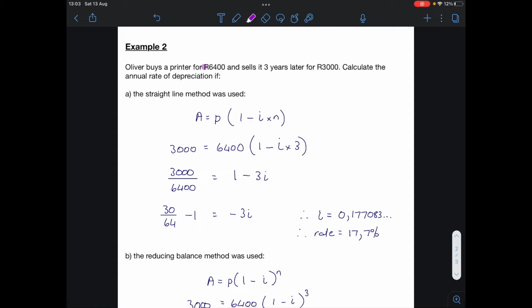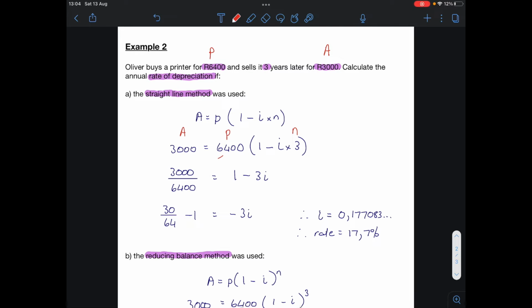Oliver buys a printer for 6,400 and sells it 3 years later for 3,000. Calculate the annual rate of depreciation if we first use the straight line method and then we use the reducing balance method. In this particular one, he buys it for 6,400, so that's going to be his initial amount, P, and it becomes 3,000, so that will be the A. Just watch out for those two. Plug in your P, plug in your A, plug in the number of years, and then we work backwards.